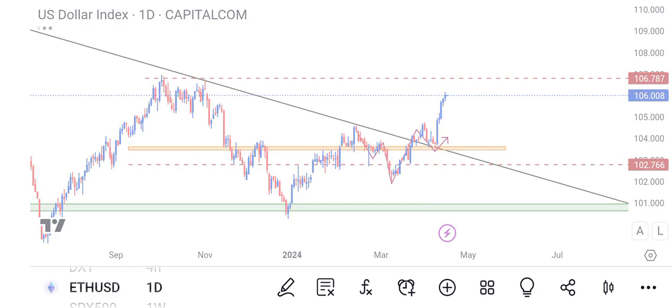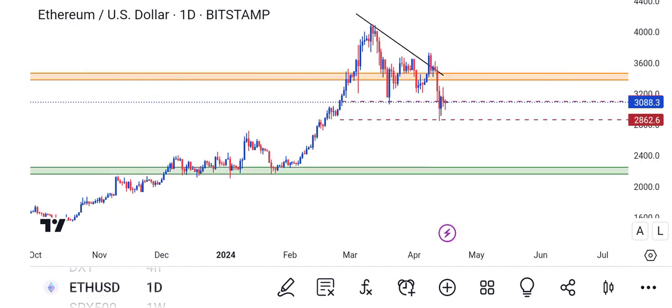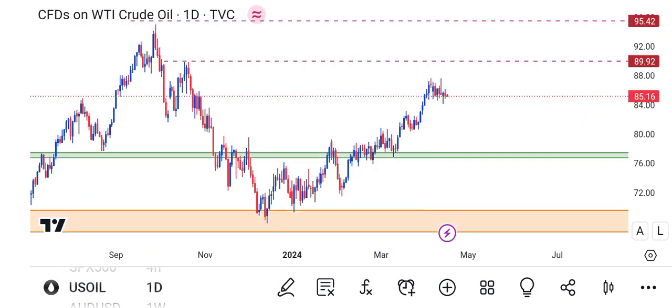For Ethereum, it is just messed up. So for now, I'm really not touching Ethereum. I'll check it later. So US oil, this is the last pair I'll check. US oil messed me up one time, but I was the one that made a mistake.